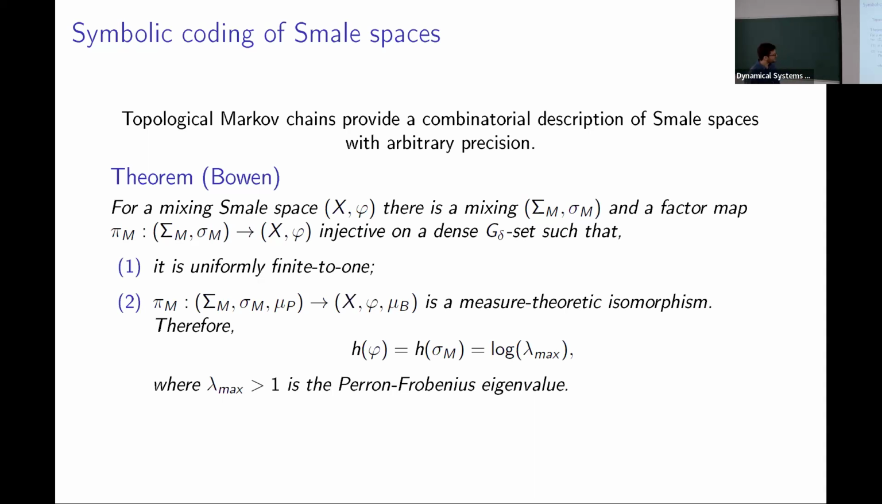Subshift of finite type. And now we have that the topological entropy of the Smale space is equal to the topological entropy of the shift space because of this variational principle and the entropy-maximizing property of the Bowen measure. And here we can use Perron-Frobenius theorem to compute the entropy. So that was how Bowen computed the entropy, which is a very neat way.